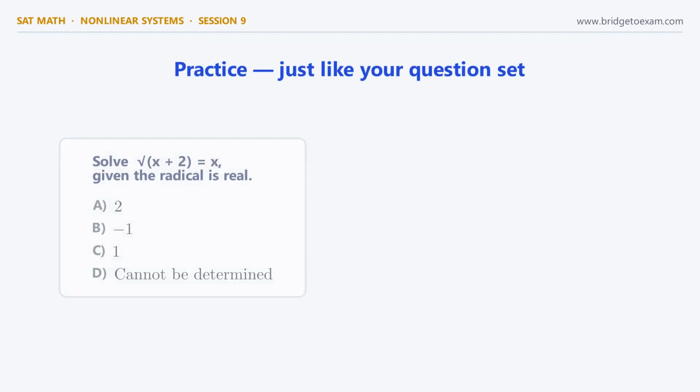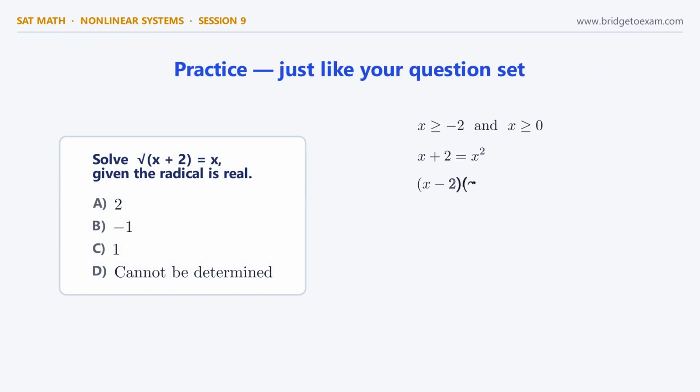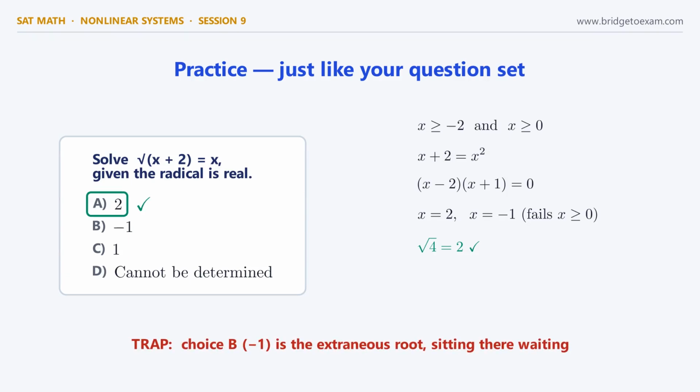Let's do one from your practice set. Solve root of x plus 2 equals x, given the radical is real. Restrictions first. Inside, x is at least negative 2. And since a square root's output can't be negative, x itself must be at least 0. Square, x plus 2 equals x squared. So x squared minus x minus 2 equals 0. Factor, x minus 2 times x plus 1. Candidates, 2 and negative 1.